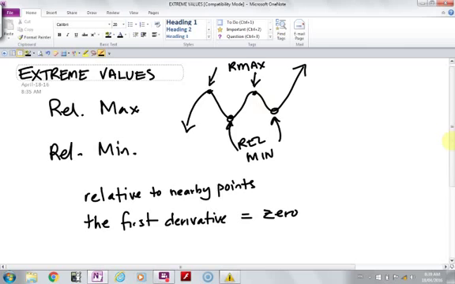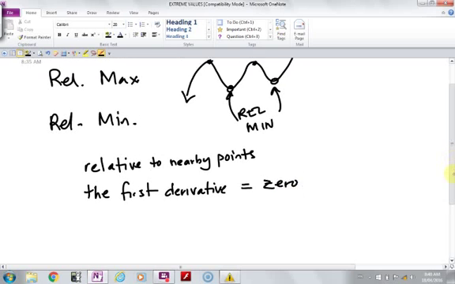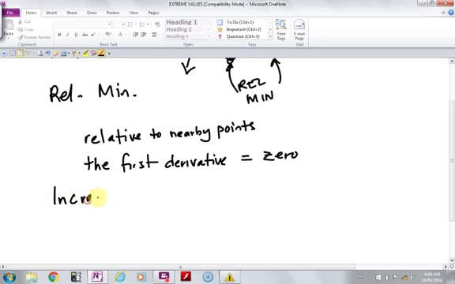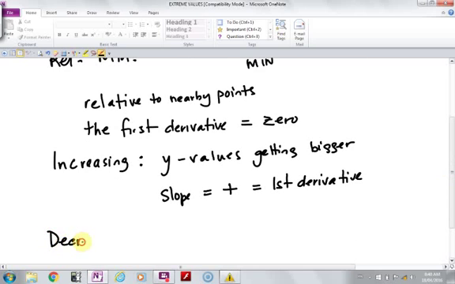Okay? So on your definition under increasing and decreasing, is that the next ones that I have? Nope, I have the absolute maximums and absolute minimums. Okay, so under increasing, the y values are getting bigger. The slope is positive, and so the first derivative is positive. And for decreasing, it's the opposite.